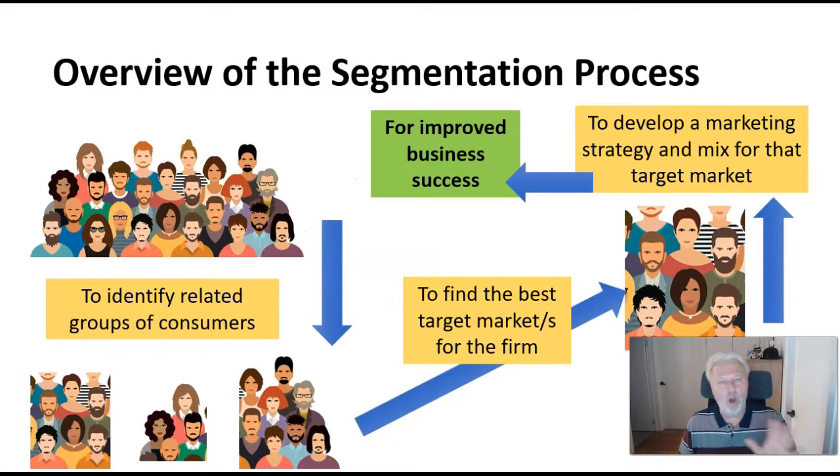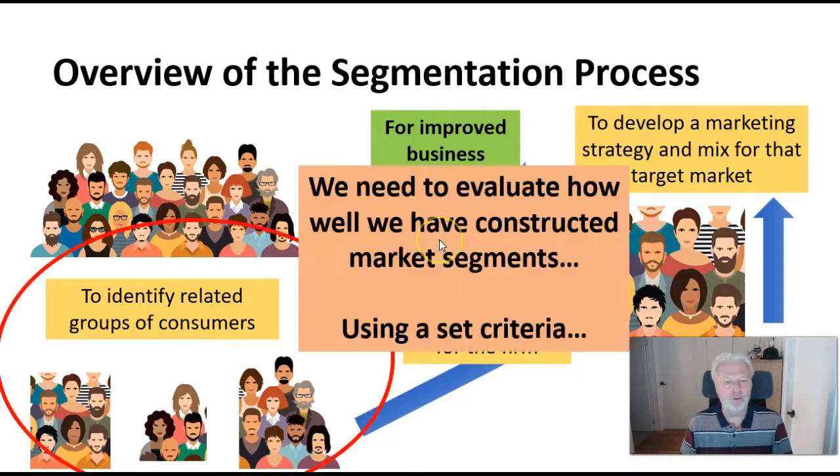Just to start with the overview of the segmentation process very quickly, we start with a group of consumers, the overall market. We then put them into related sets of consumers. We call them segments, and they're going to have something in common between them that is relevant for our marketing activities and our business. We then choose between these the best one to be our target market, and then we build our positioning and our marketing mix and our strategy for the needs of that target market, with the ultimate goal of improving business success.